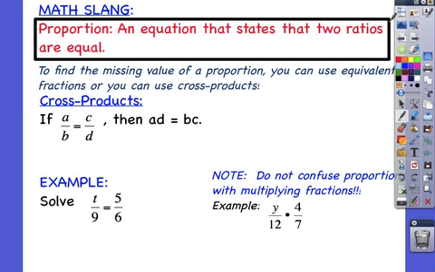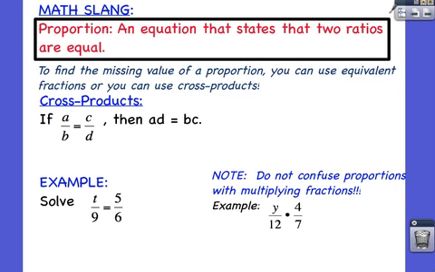Today we're going to be talking about proportions. As you may recall from previous years, a proportion is an equation that states that 2 ratios are equal. To find the missing value of a proportion, you can use equivalent fractions like we were just doing in our do now, or you can use cross products.